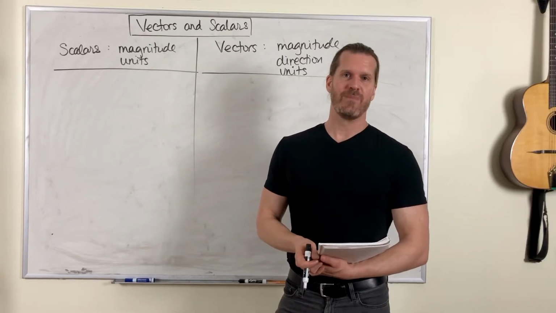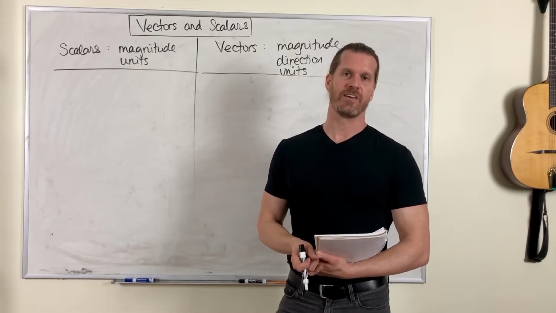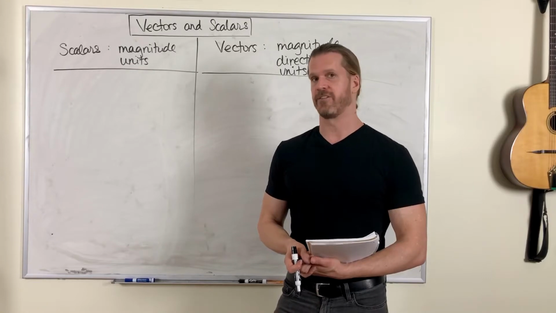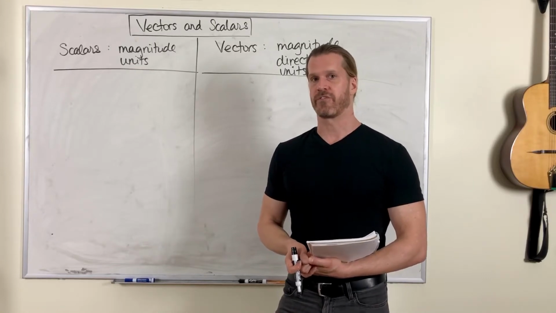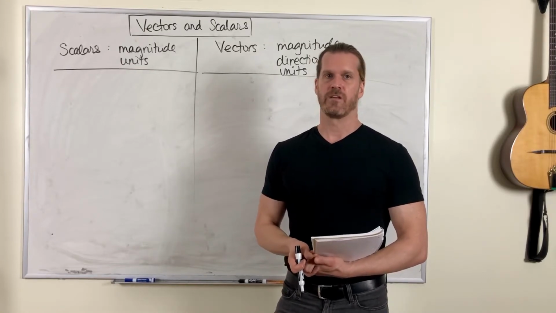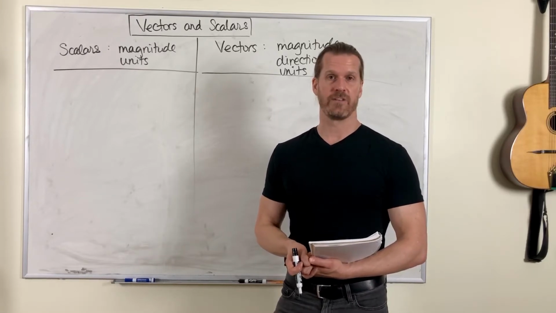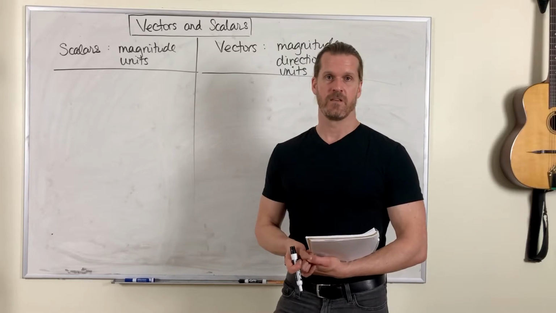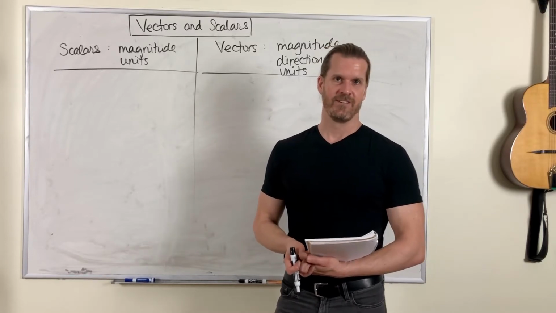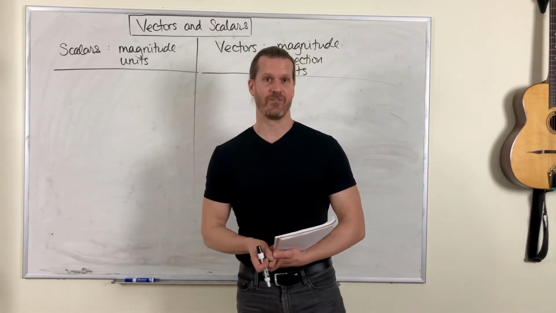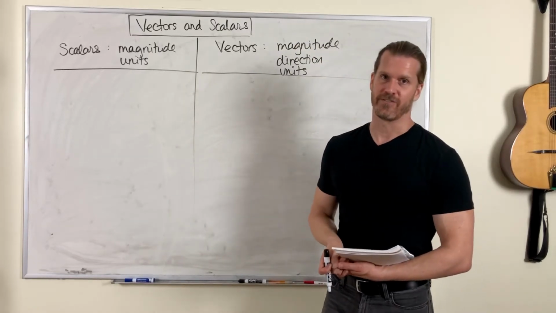So in nature, when we make measurements of quantities, we encounter two different types of quantities that are called scalars and vectors. A scalar is a quantity that has a magnitude, it has associated units, it does not have a direction. A vector is a quantity with a magnitude and a direction and units.